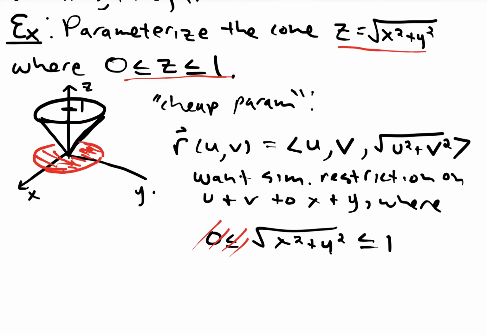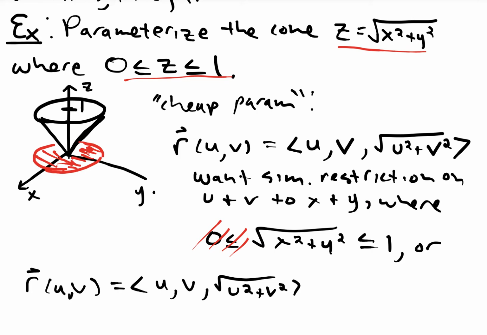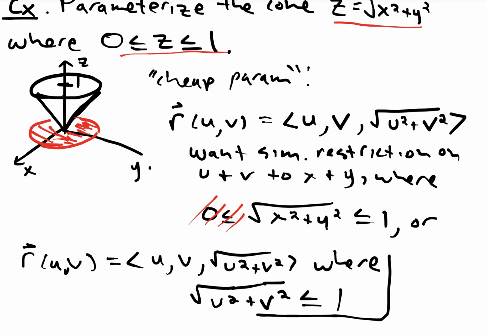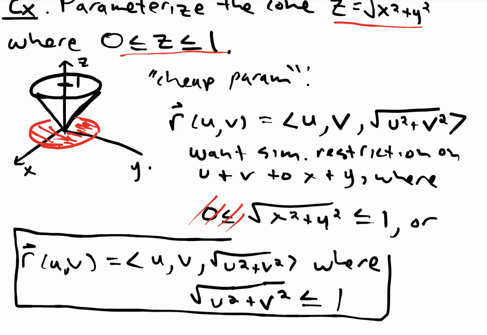So if you wanted to make those restrictions on x and y, we just said we're doing the same restrictions on u and v. So I could also say that I'm using this parameterization. I'm just going to copy this over here. I'm not doing anything really fancy with it. I could use this parameterization where that square root expression, the square root of u squared plus v squared, is less than 1. So this would be one way I can get my parameterization taken care of.